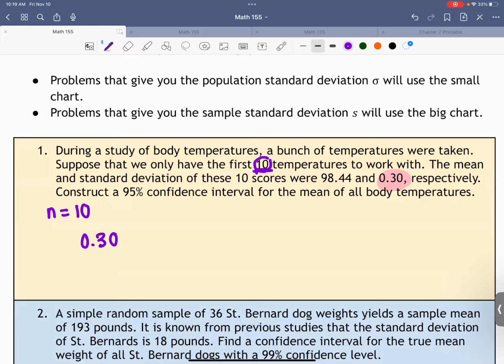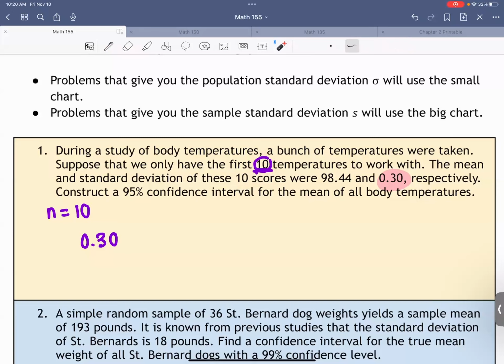Timothy? Well, because it doesn't reference the population in any way here, and it's specifically saying we only have the first 10 temperatures to work with, so it's implying there's no other data outside that we're working with. Yeah, nice, right? It's not really talking about the population here. And since n is 10, n is the sample, right? So the sample is those 10 temperatures.